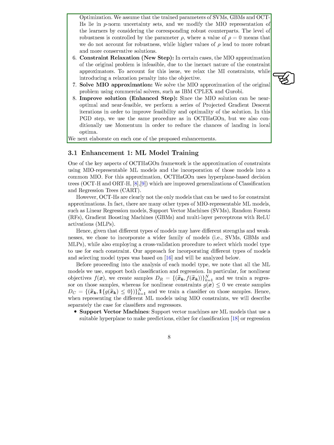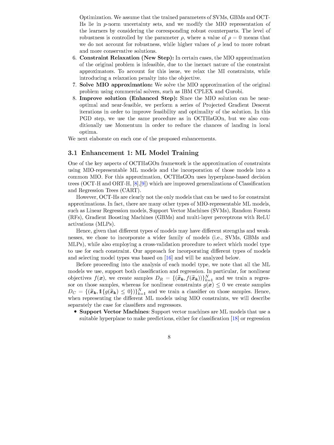Constraint relaxation. In certain cases, the MIO approximation of the original problem is infeasible, due to the inexact nature of the constraint approximators. To account for this issue, we relax the MIO constraints, while introducing a relaxation penalty into the objective. Enhanced solution improvement. Since the MIO solution can be near optimal and near feasible, we perform a series of projected gradient descent iterations to improve feasibility and optimality of the solution. In this step, we also conditionally use momentum to reduce the chances of landing in local optima.